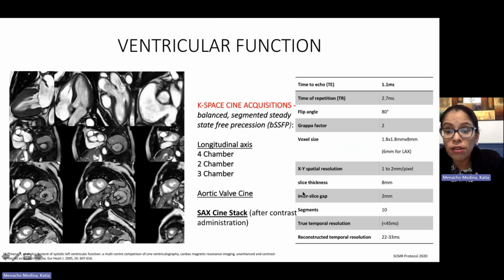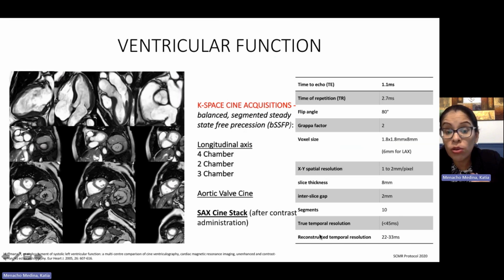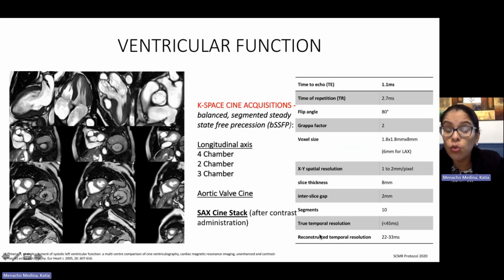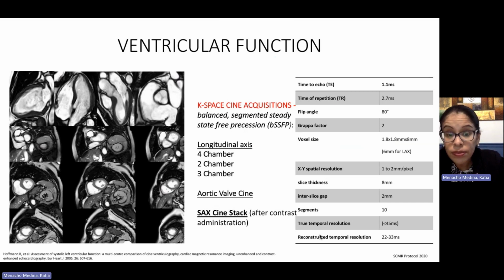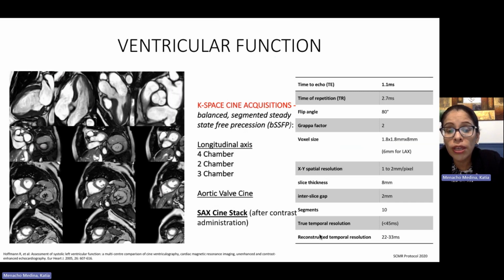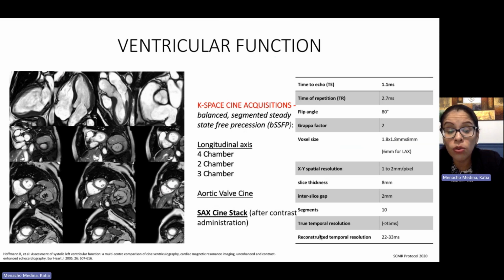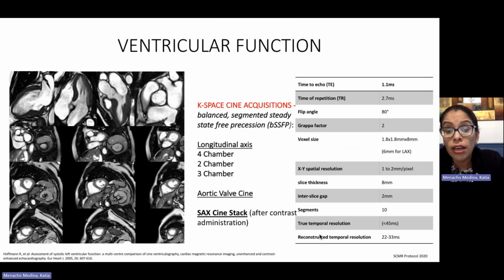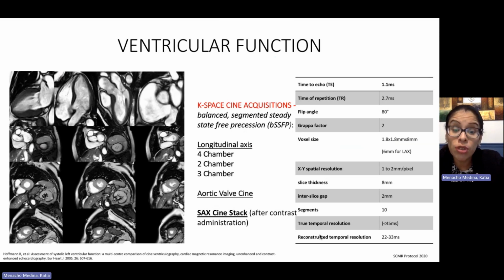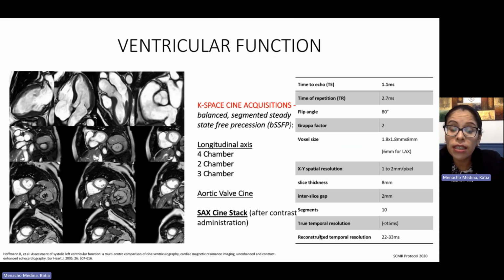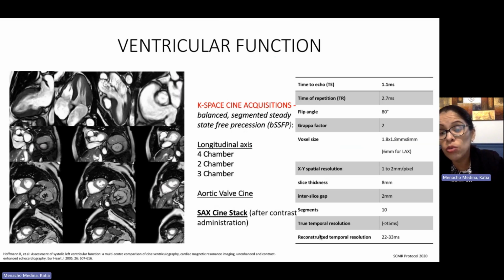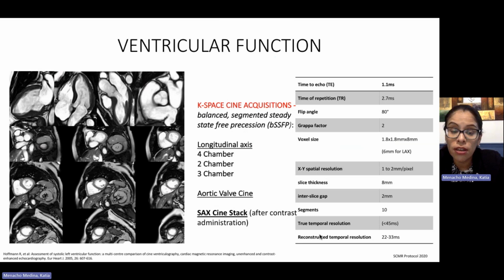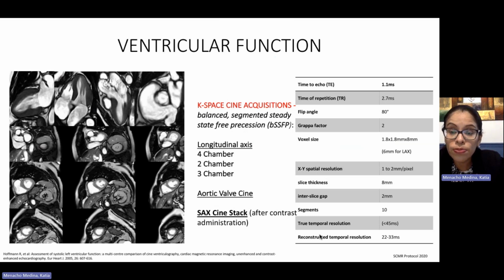For example, note that you have to have a correct temporal resolution, and even if you modify the field of view or increase or decrease the number of segments to gain more time in your scanning, that we will discuss later, you need to secure that your true temporal resolution is around 40 milliseconds or less.